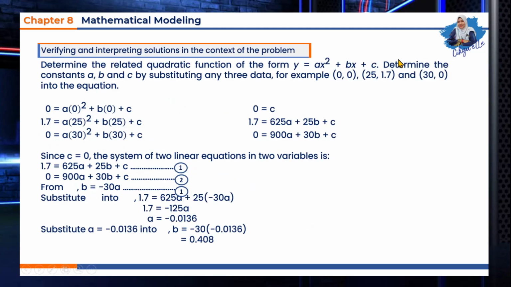Now we have to verify. The next step is to verify and interpret the solution in the context of the problem. Determine the related quadratic function of the form, this is the general form, y equals ax squared plus bx plus c. Determine the constants a, b, and c by substituting any three data. Because now we have to verify what we have done in the previous step, so we use the general form of the quadratic function.